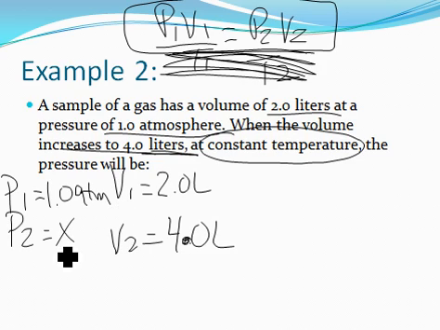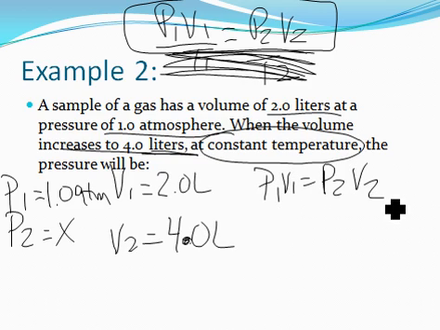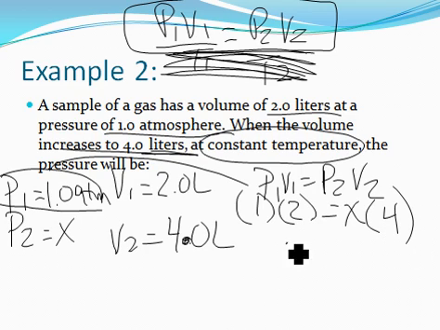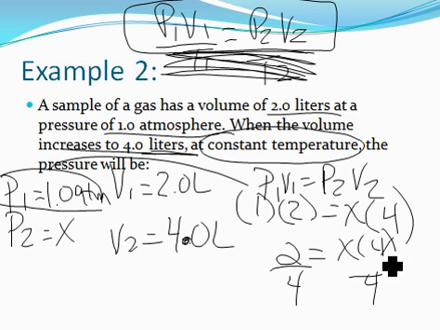So plugging this into our equation, we have the initial pressure was 1. The initial volume was 2 equals P2, our X, we don't really know, and V2 is 4. So we have 2 equals X times 4. Divide, because you always want to isolate your variable. So we have X equals 1/2 or 0.5 atmospheres.